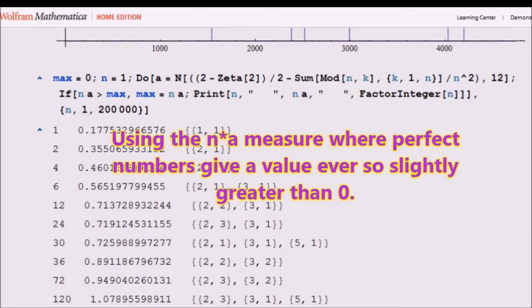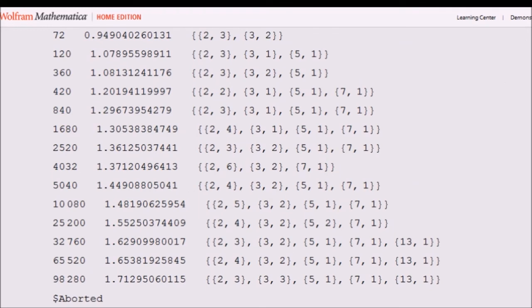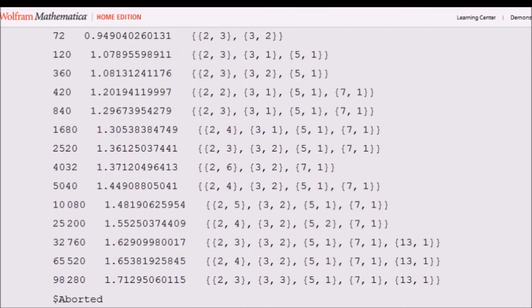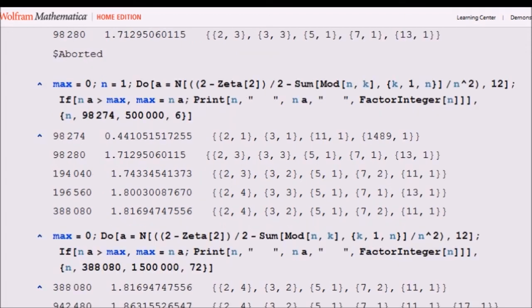All right, so here it is. Here we're going to keep track of maximums and look at smoothness. And 1, 2, 4, 6, 12. So they're pretty much hitting all the popular smooth numbers in the lower areas there.